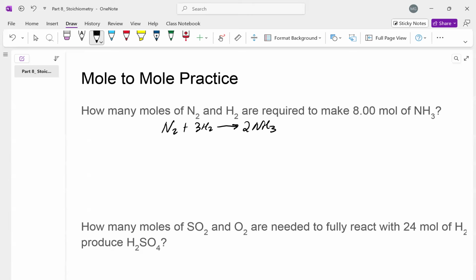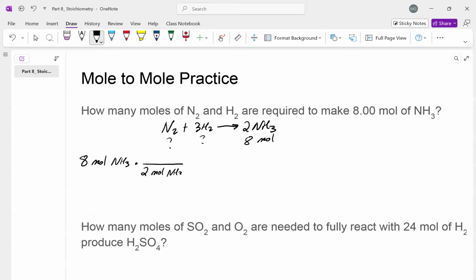And so we need to know how many moles of our reactants we need in order to make 8 moles of ammonia. So that's where we're going to start. Start with 8 moles of ammonia. And we're going to set up a conversion factor where we use the coefficients from the balanced equation.